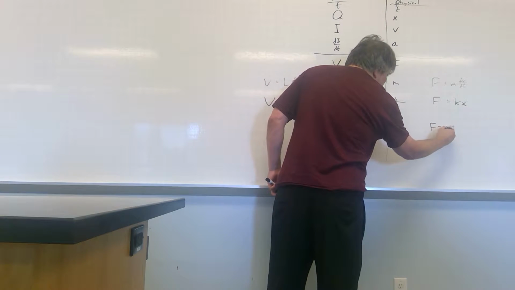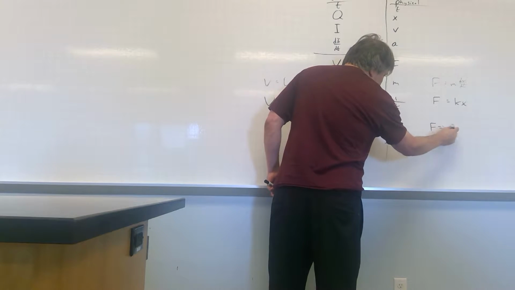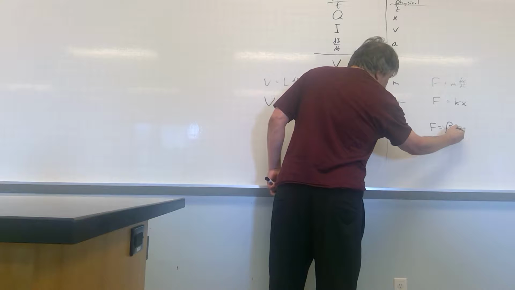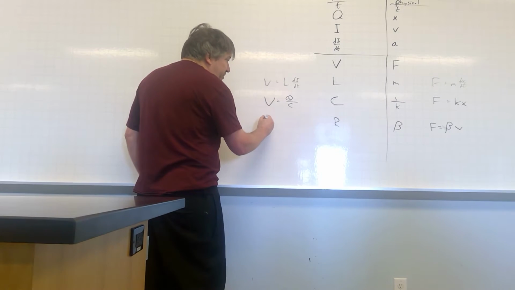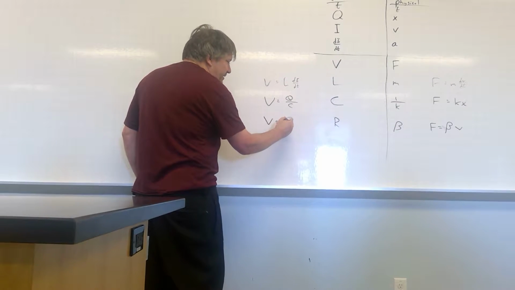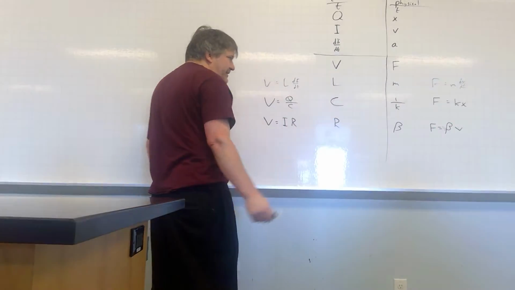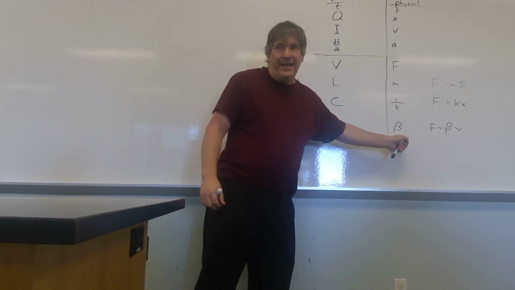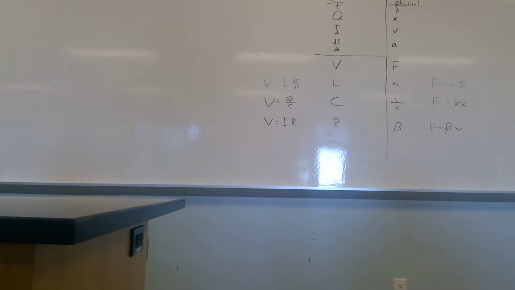One way I sometimes write the equation for viscosity would be force, well I won't put the minus sign because that's just the direction of the force, but the strength of the force is some coefficient beta times the velocity. That is analogous to the voltage across a resistor being the current times the resistance. So the resistance is like that beta, that viscous constant for a viscous drag force.